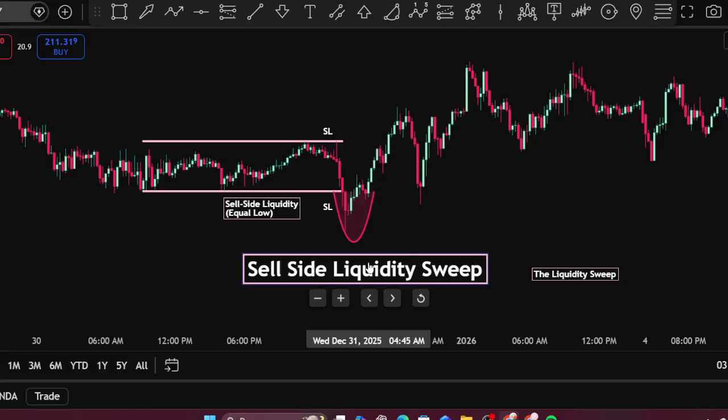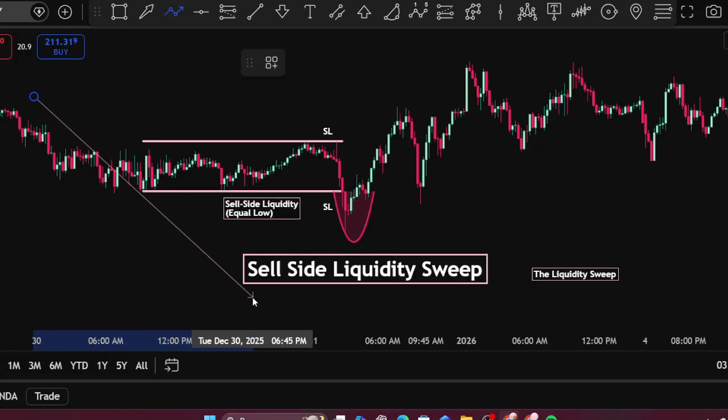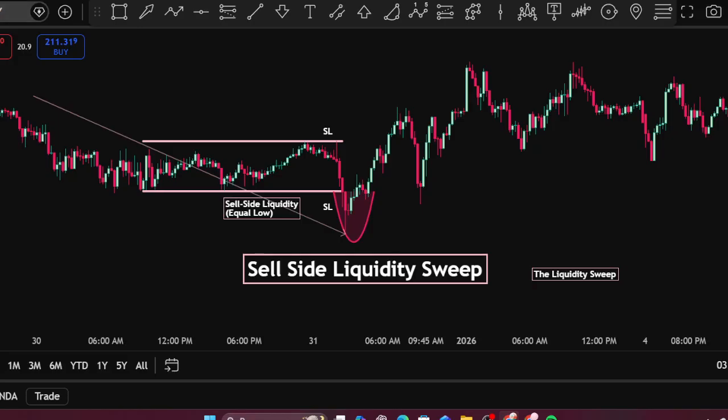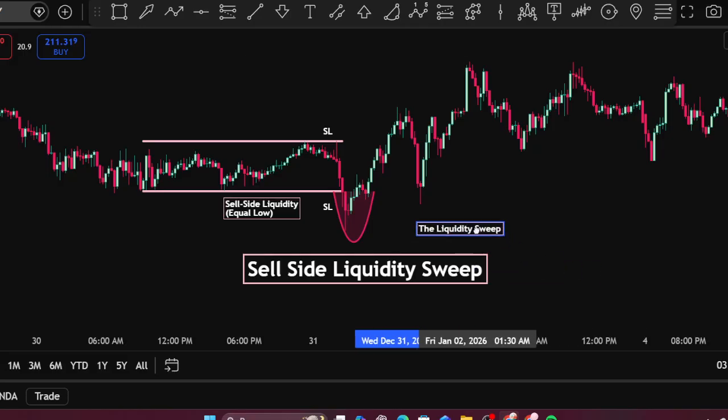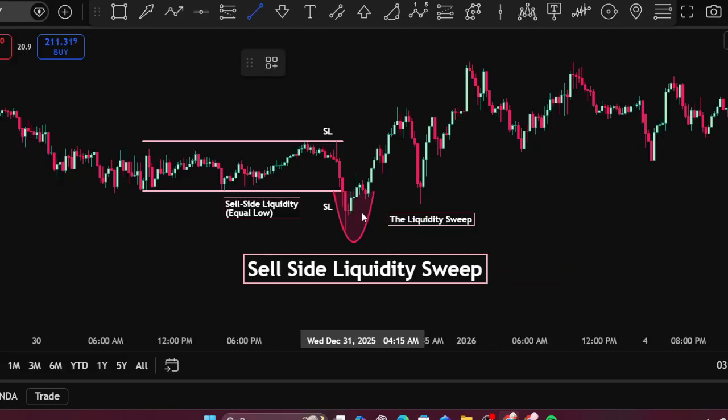Okay, so it often provides the momentum the market needs to move in the opposite direction. Because again, you see the market is coming down until this area, but we'll get into that later. I just wanted to clear that up. All right, so this is considered the liquidity sweep.